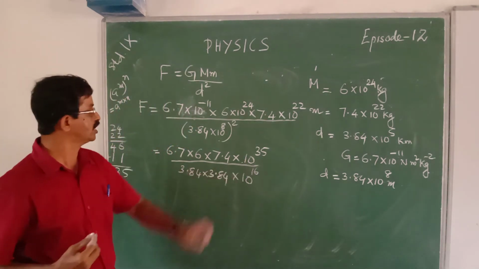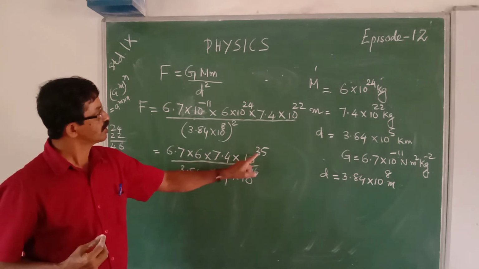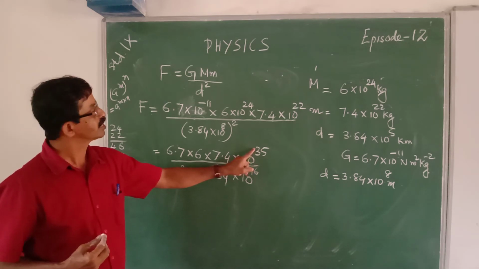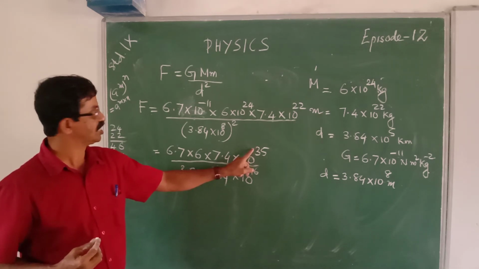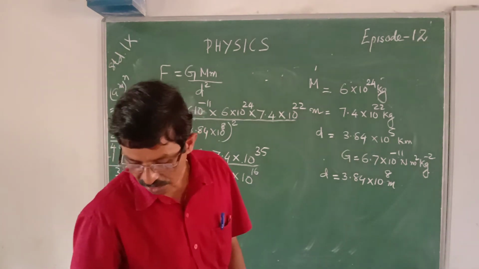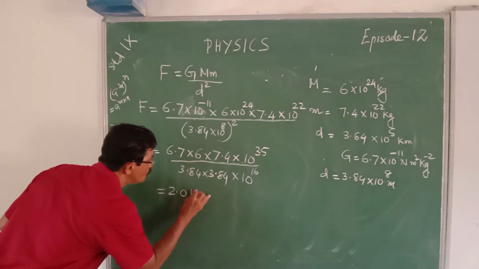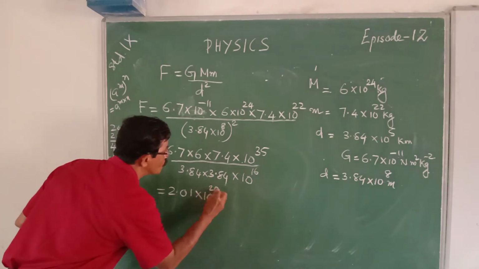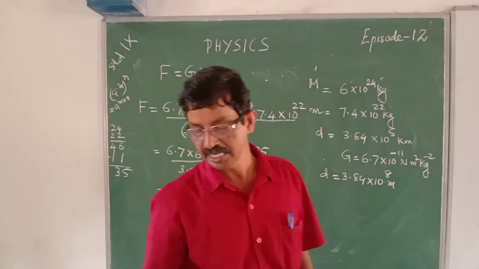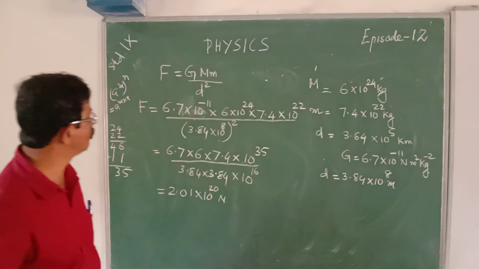Okay, 10 raised to 16 it will come. Now, multiplying this, we can subtract this 10 raised to 16 from 35, then we get a 90. By solving this whole, we get the value as 2.01 into 10 raised to 20 Newton. This is the force that is exerted. That means 2.01 into 10 raised to 20 Newton.